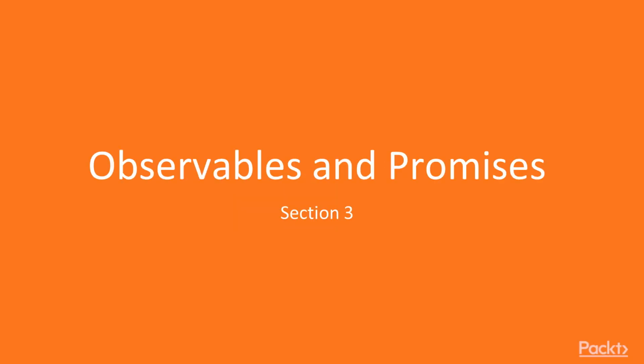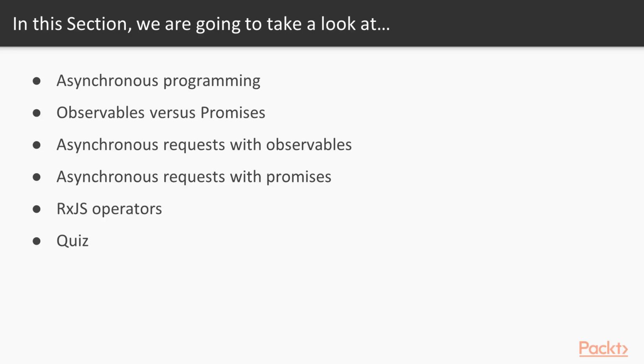Hey, welcome to section 3, Observables and Promises. In the last section we created our own custom Angular service. We looked at the set and get methods, defining the input and output, and sharing data between components. In this section we're going to dive deep into asynchronous programming. Then we're going to learn about observables versus promises. Then we're going to make some asynchronous requests using observables and then promises.